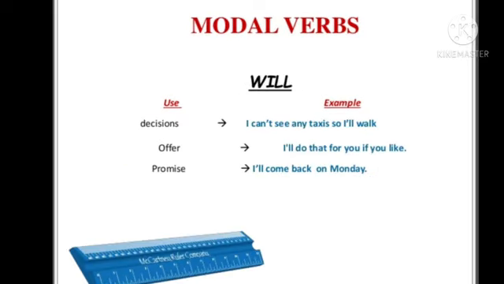Will is a modal verb we use to show a decision, offer or promise. For a promise, we can say "I'll come back on Monday." That is a promise. And for a decision: "I can't pay my taxes, so I'll walk." So "I will walk" is again a decision. Then the offer: "I will do that for you if you like." That is an offer. So in order to show all these feelings, we use the modal verb will.